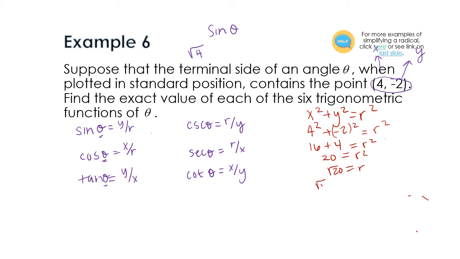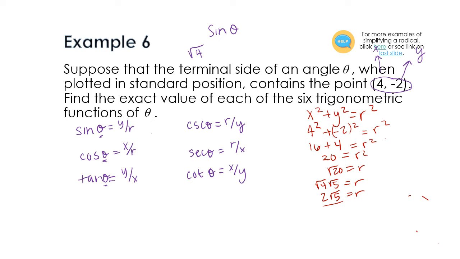So the square root of 20 is the same thing as the square root of 4 times the square root of 5. Square root of 4 is 2. Square root of 5 you can't simplify. So I've got my r value is 2 root 5. Now it's going to get a little gross when I have to actually simplify these.